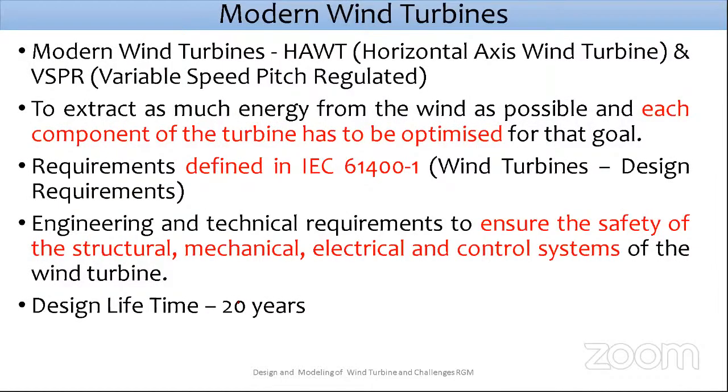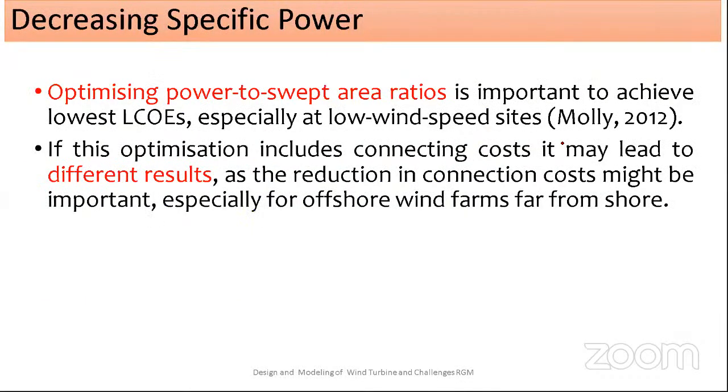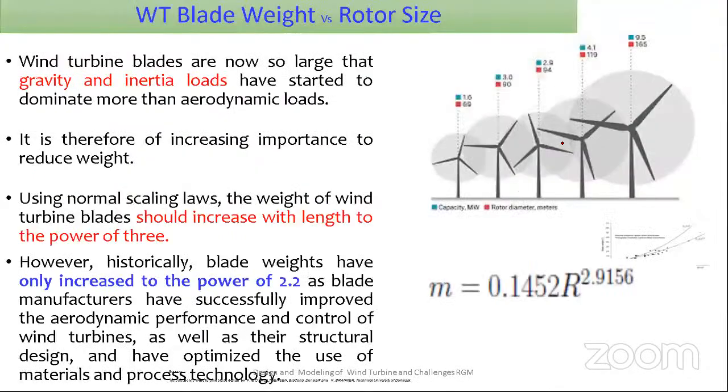Also, the latest turbines show advancement in decreasing the specific power, mass and specific torque development, advanced controls and load reduction, and the drivetrain configuration has completely changed. Now I already said, while you are designing the wind turbine, the power of the turbine is equal to half rho A V cubed.